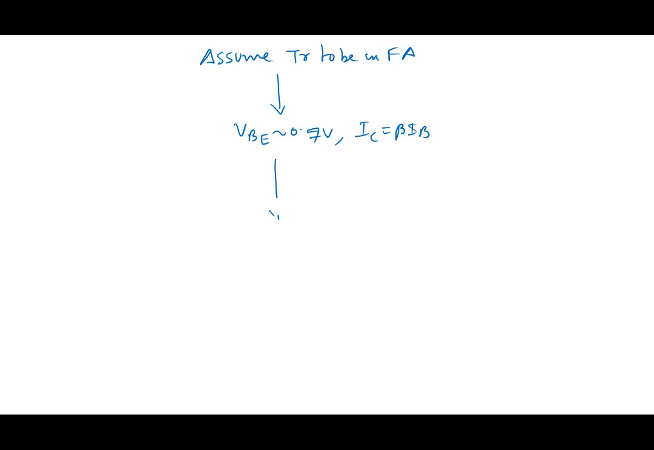Do the analysis. Find VCE. Is VCE larger than, it should be considerably larger than 0.2 volt, is larger than 2 volt? If it is, everything is fine. But if you find VCE is 0.1, 0 or negative, then it is no longer in forward active.